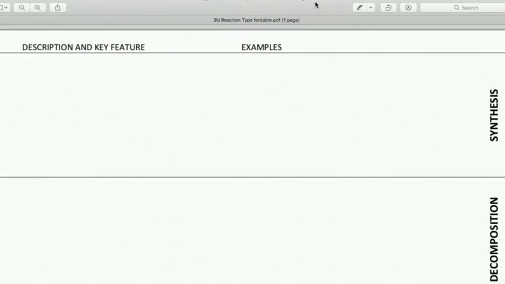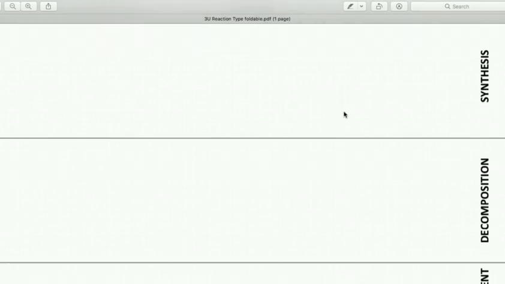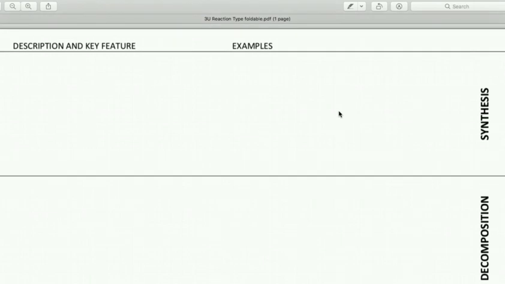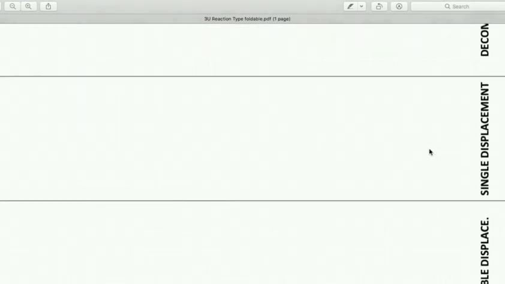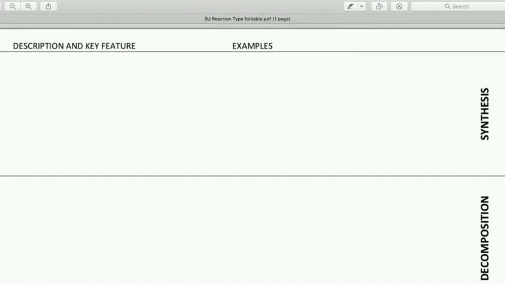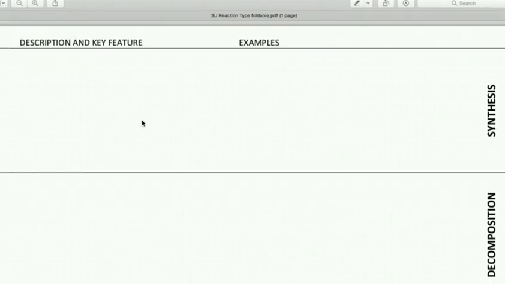Here is the foldable that comes with this activity. So basically you can glue these into your notebook or onto a piece of paper, but if you wanted to have one little sheet where everything's there, you can have a synthesis area, decomposition, a single displacement area, double displacement, and combustion area, and just cut and paste those pieces, and at first just put them into the right spots, okay?